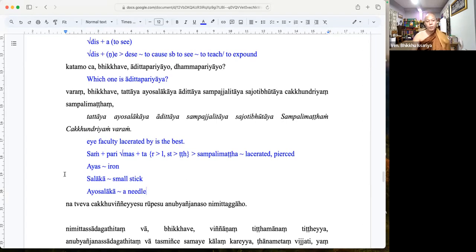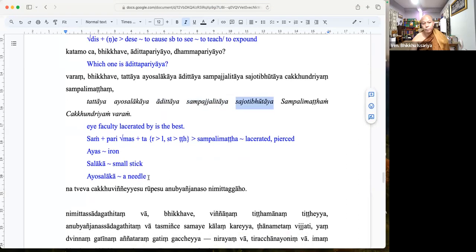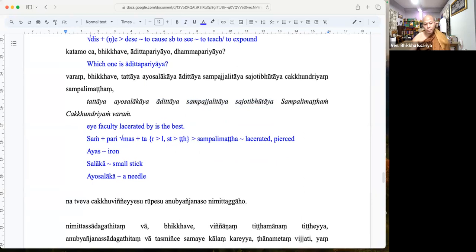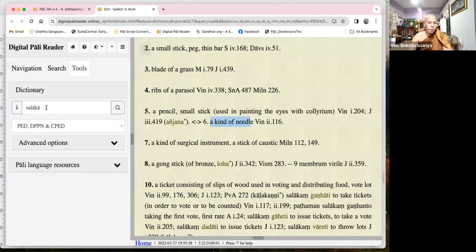A needle. So that needle is modified by that daya; adi daya also modifies ayosalagaya, and sambhijali daya also modifies ayosalagaya, and the sajodi buddhaya. So here there are four modifiers, you see: that daya, adi daya, sambhijali daya and sajodi buddhaya. So datta means burnt, heated, hot. Datta is a past participle, maybe of dittapariya.